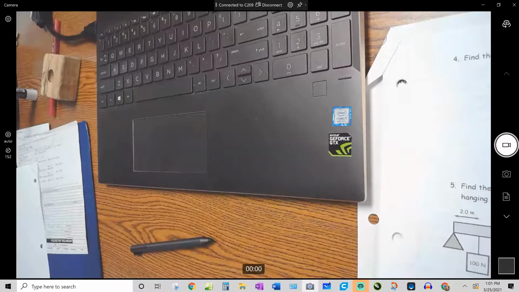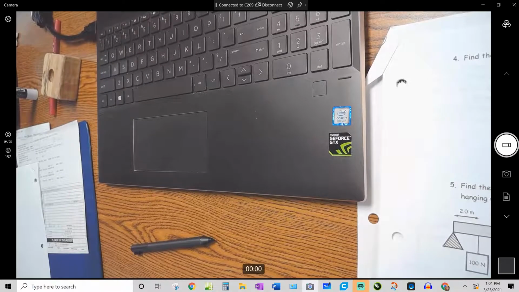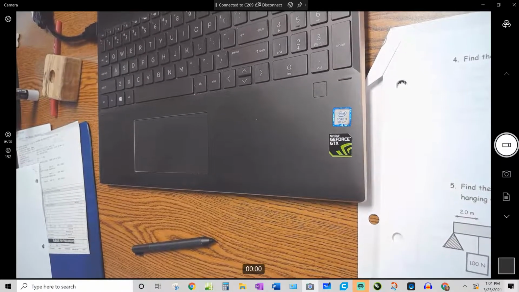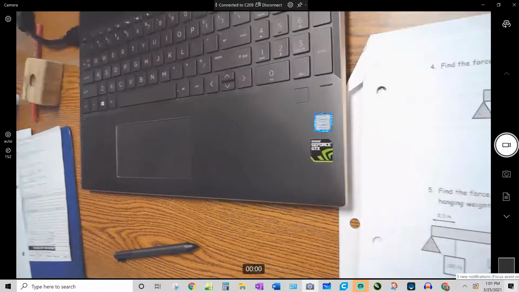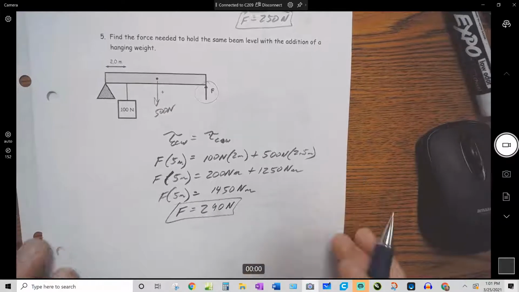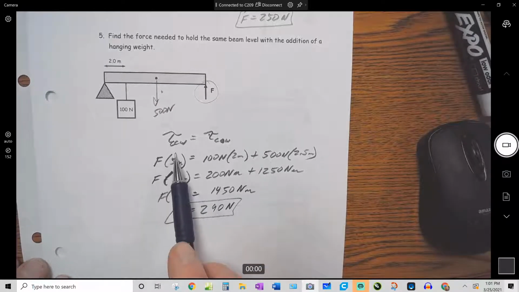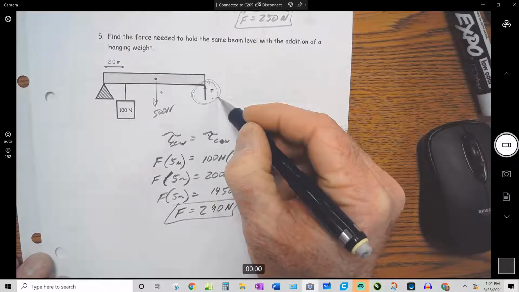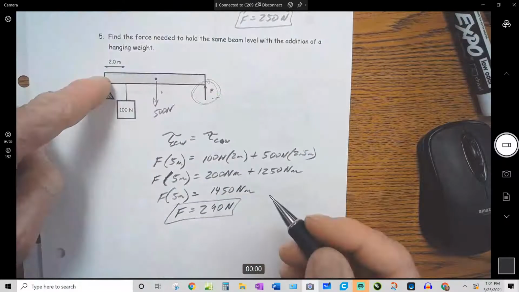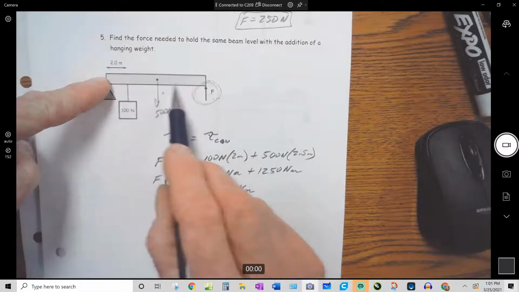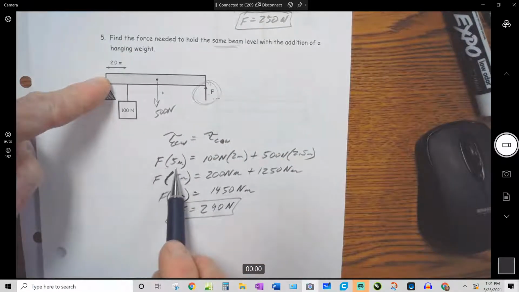Does anybody have an answer to share? Jackson, what'd you get? 290, yeah, that's what I got. So if you're still working, you can keep working, or you can look at my work here. Added up all my counterclockwise torques, and there's really just one. This force is the only force that's going to make us rotate around the axis counterclockwise. So that's F times the length of the beam, because it's the same beam, times 5 meters.